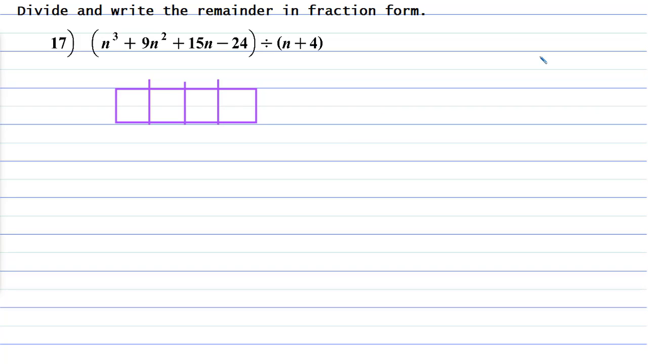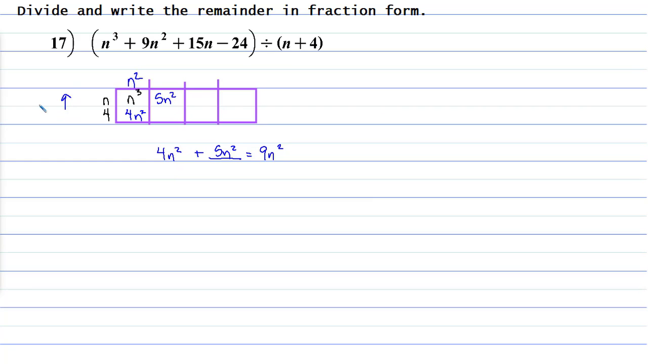Number 17. My variables are all in order, and there's nothing missing. So I'm just going to go ahead and go straight into the problem. N cubed divided by n gives me n squared. I multiply to come down. And so 4n squared plus something is equal to 9n squared. That something is 5n squared.